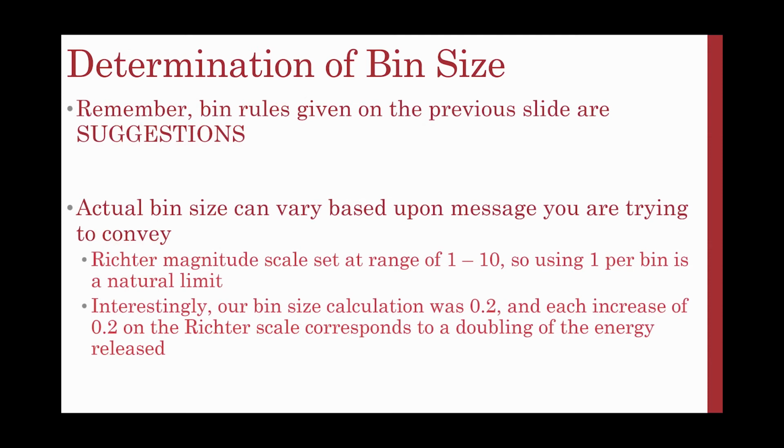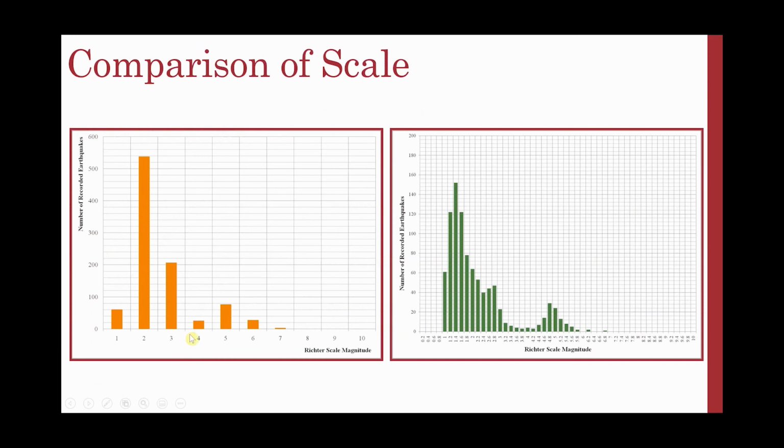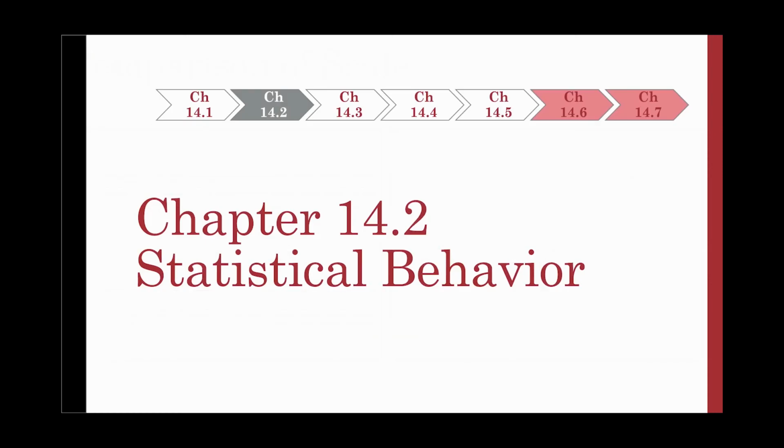Remember, the bin rules given in the previous slide are suggestions. The actual bin size can vary based upon the message you are trying to convey. A Richter magnitude scale ranges from 1 to 10, so using 1 per bin is the natural limit. Interestingly, our bin size calculation was 0.2, and each increase of 0.2 on the Richter scale corresponds to a doubling of the energy released. So to do another comparison of scale, if we do one based on a bin size of 1 or the bin size of 0.2 that we got, you can again see a completely different picture. So bin size really does become important.